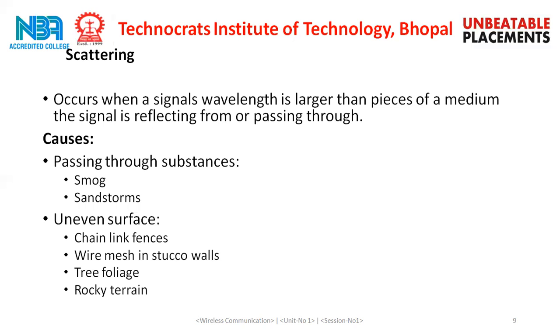There are various causes for this scattering. It covers passing through substances and uneven surfaces. Passing through substances covers smog and sandstorms, whereas for uneven surfaces, it covers chain link fences, wire mesh in stucco walls, tree foliage, or rocky terrains.